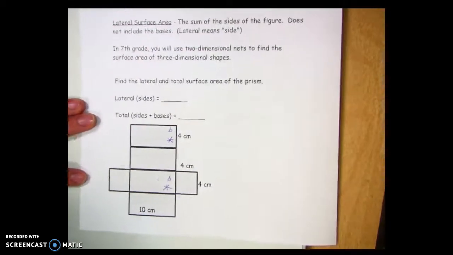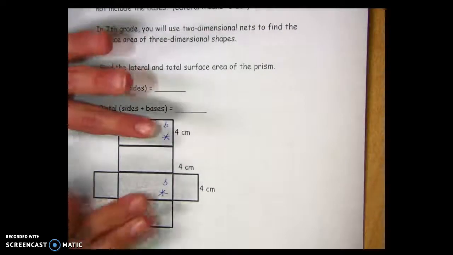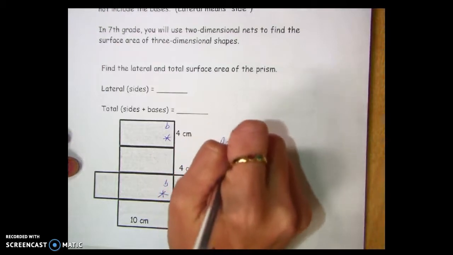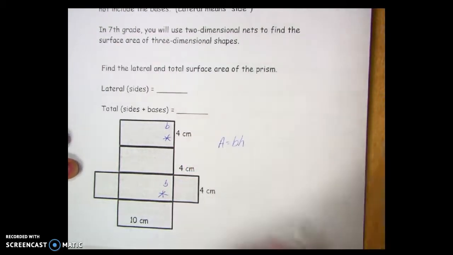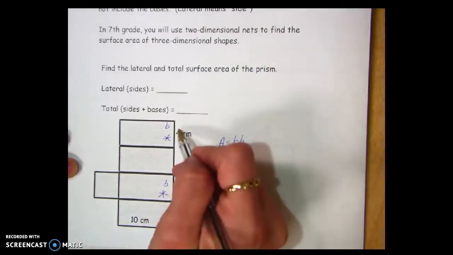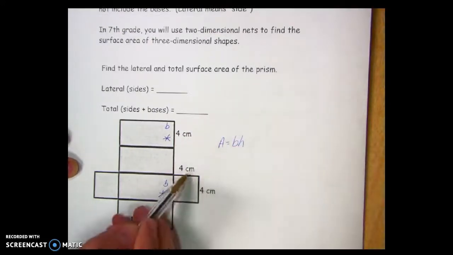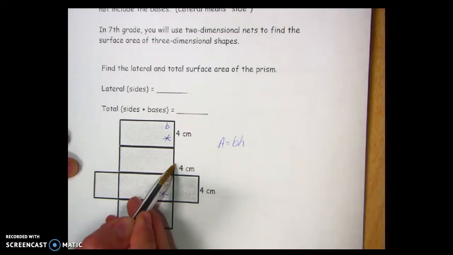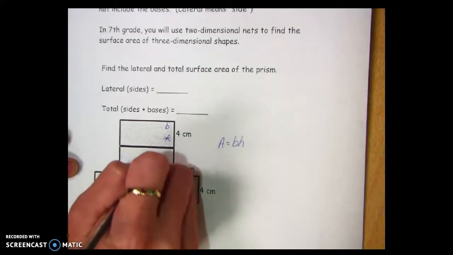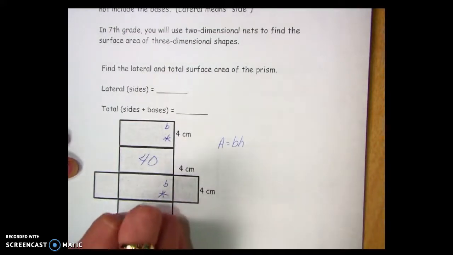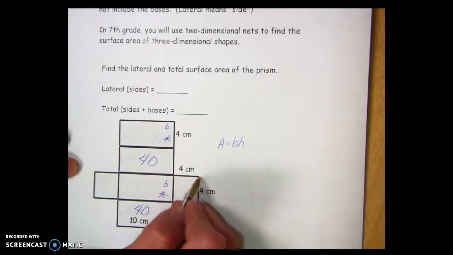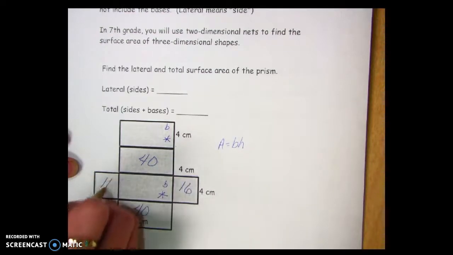To find our lateral surface area, we're just going to do the sides. So I'm going to ignore these two bases right now. Area of a rectangle, all of these are rectangles, so that would be base times height, or length times width. This is 10 because all of these would have to be 10. They would all have to be the same length. And if this is 4 and this one's 4, think about it, if you folded this up, this end would match right here. So that has to be 4 also. So this is 10 by 4. So the area of this one is 40. This one has to match it, so this one would be 40. This rectangle over here is a square, so that would be 4 by 4, so that's 16. And this one is 16.